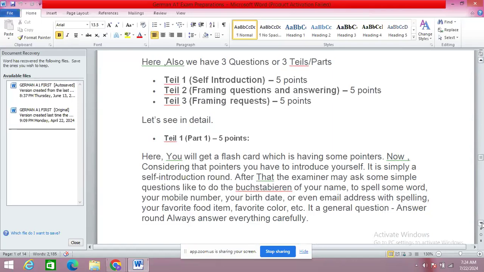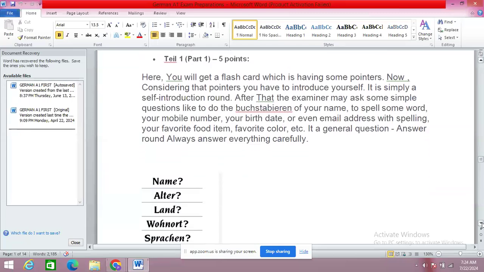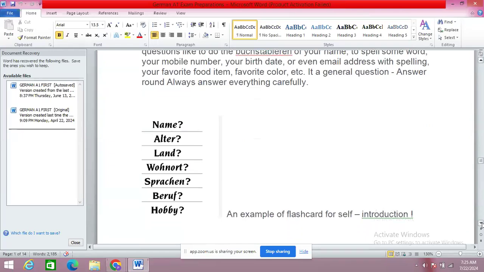So here we are going to have 3 questions, 3 tiles. Tile one is the basic self introduction. We are going to get a flashcard like this. This is a basic flashcard. There might be some more pointers they can add, but these are the compulsory pointers which we are going to have in our flashcard in our tile one. So tile one is the self introduction part. We need to create a statement for each pointer. Like for name, we need to tell our name in German. Alter means the age. We need to tell our age in German. Land, we need to tell which country we belong to, and so on.